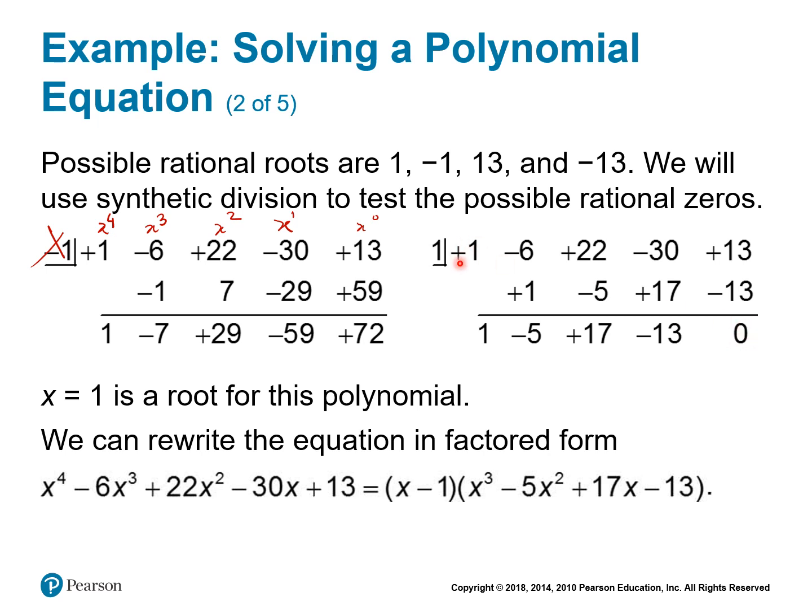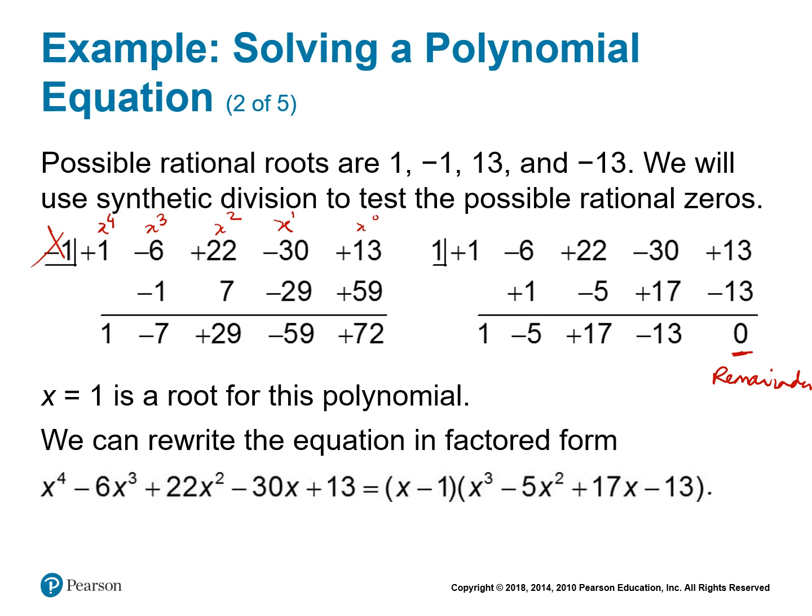All right. So we have obtained a 0, which is positive 1. All right. So this is our remainder. And if the remainder is 0, that means 1 is possible, is not just possible. It is an actual root.